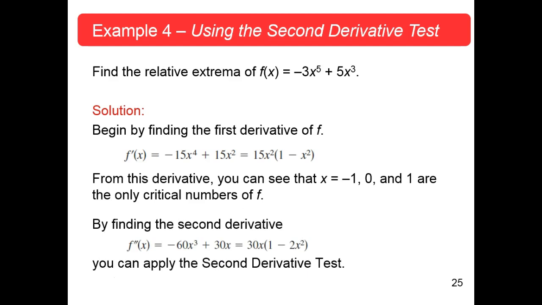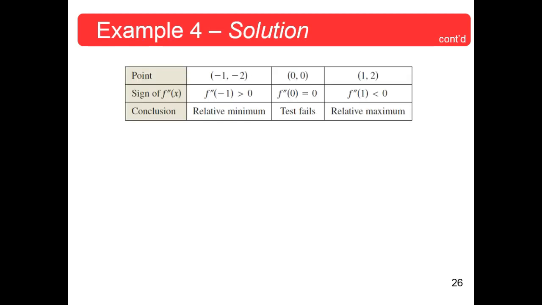By finding the second derivative, which is minus 60x cubed plus 30x, and that factors to be, and again, in my mind they did it backwards, I would have factored out the minus sign too, but 30x times 1 minus 2x squared, you can do it that way. You can apply the second derivative test. First, you'll put in x equal minus 1 there, and you get that the second derivative is positive, which means it's concave up, so that must be a relative minimum. If you plug in 0, you find out second derivative is 0. That doesn't tell you beans, okay? You don't know if it's relative minimum, relative max, or neither. The test fails, okay? And then when you plug in x equal 1, you find out it's negative there, so that gives you a relative maximum.